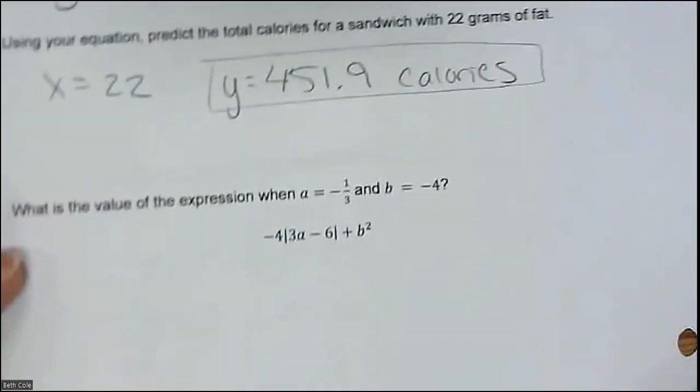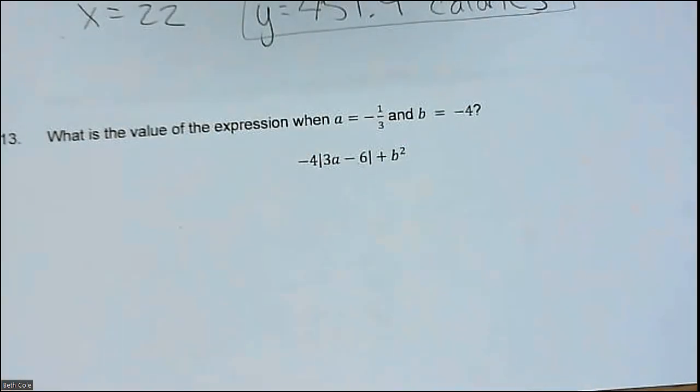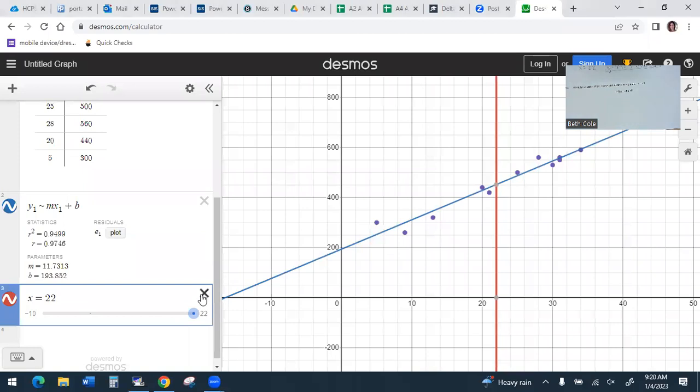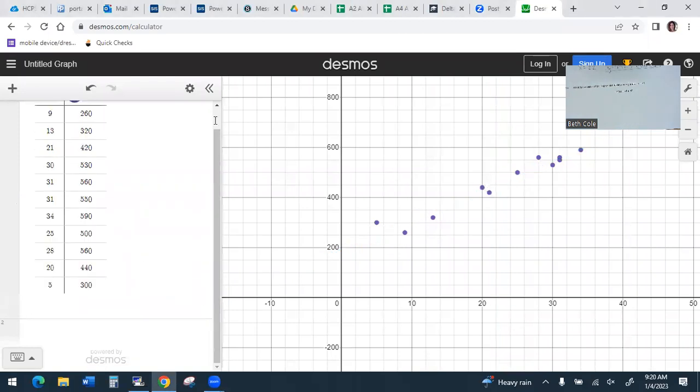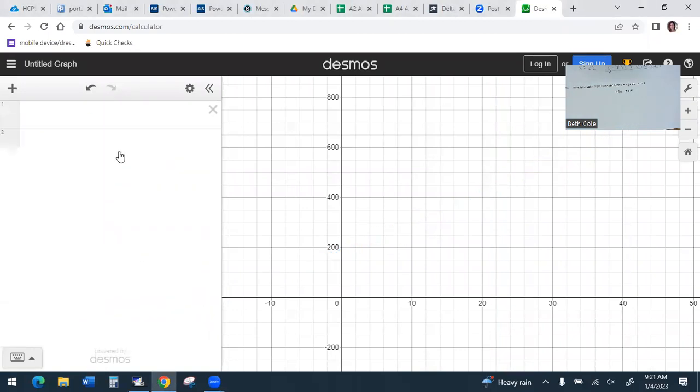Okay. And then this last one's a throwback question. You can type this in the calculator too. So go back to your calculator. Go ahead and clear out all of these. We don't need those anymore. You're going to type exactly what that is there. -4 absolute value.